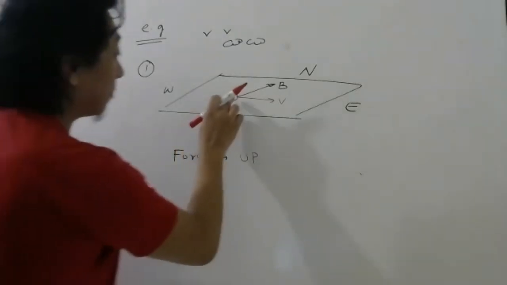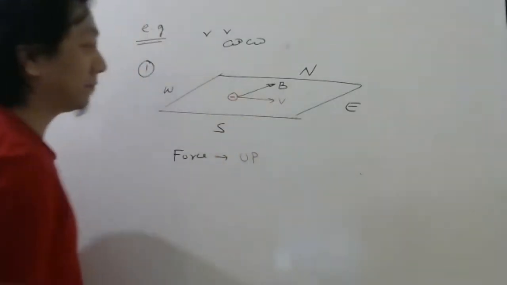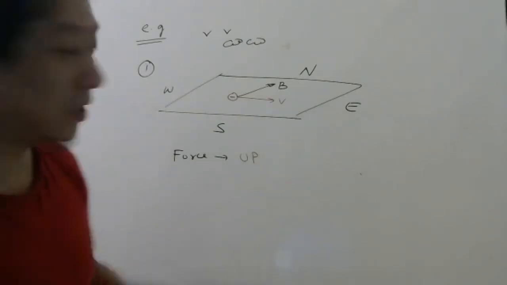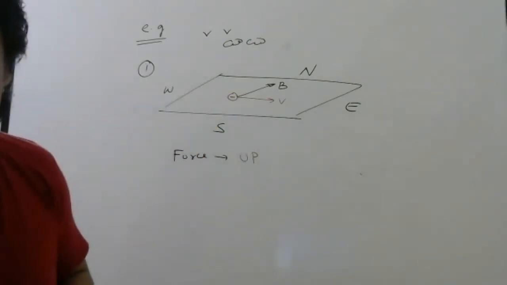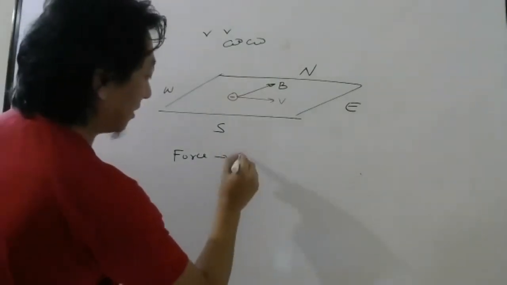Now all the time proton may not move. Who knows? Electron is moving. Now where will be the force on the electron? Down it will be. So for negative charge, it will be down.